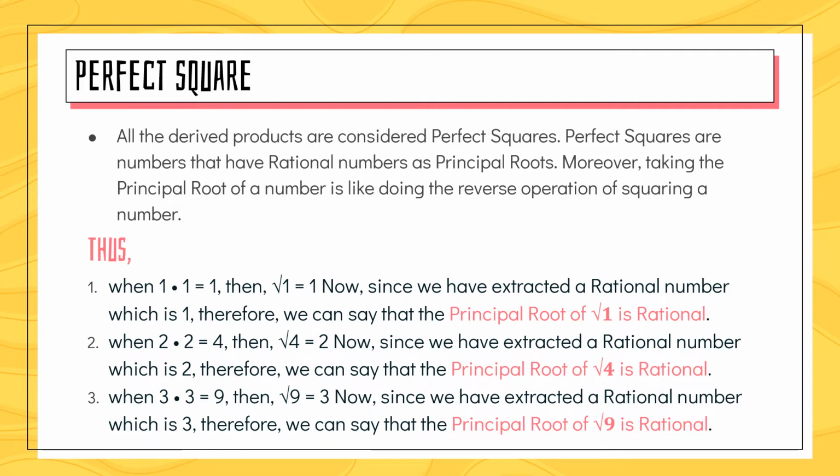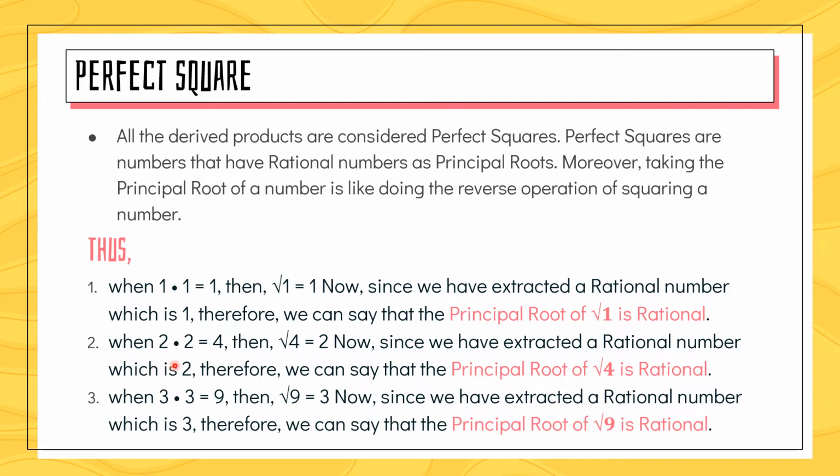So, what are perfect squares? Perfect squares are the numbers that have rational numbers as principal roots. Moreover, taking the principal root of a number is like doing the reverse operation of squaring a number. Thus, number 1: when 1 times 1 is equal to 1, then the square root of 1 is equal to 1. Now, since we have extracted a rational number, which is 1, therefore we can say that the principal root of 1 is a rational number.